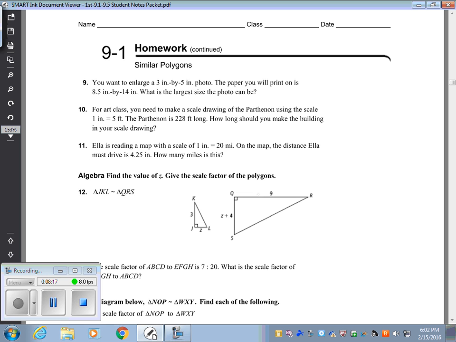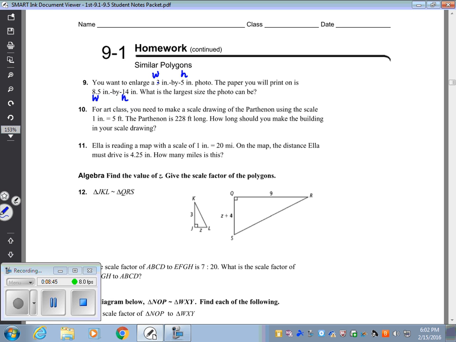It says you want to enlarge a 3-inch by 5-inch photo. The paper it will print on is going to be 8.5 inches by 4 inches. What is the largest size the photo can be? All right, so let's just say we're looking at, this is the width and this is the height. Okay, so let's just compare the two. And I would say this is right because 3 is the smallest number, 8.5 is the smallest number, 5 is the biggest. So let's just look at the ratio between them.